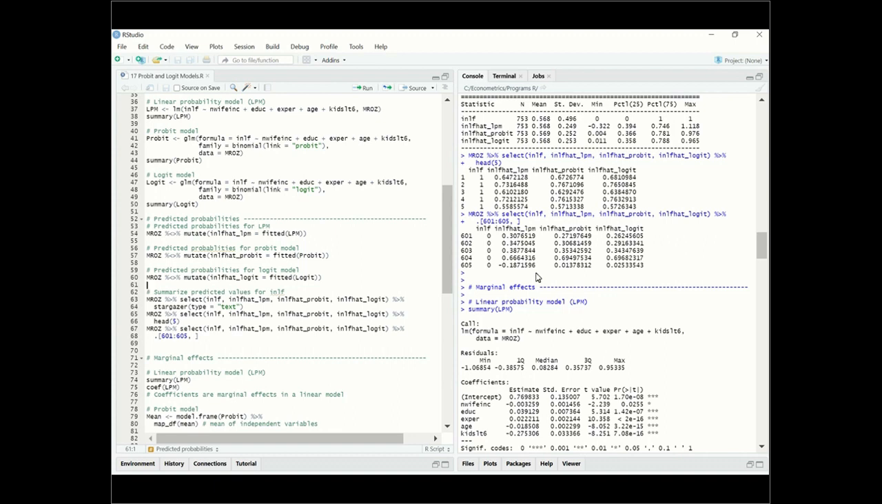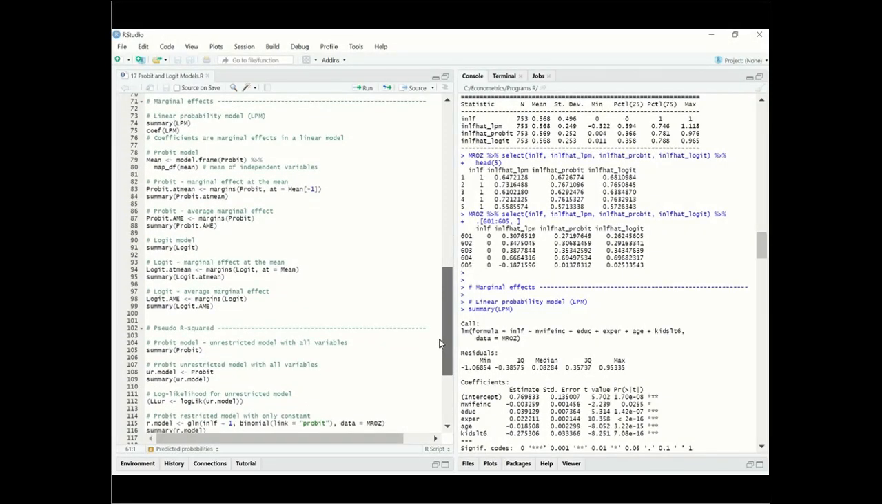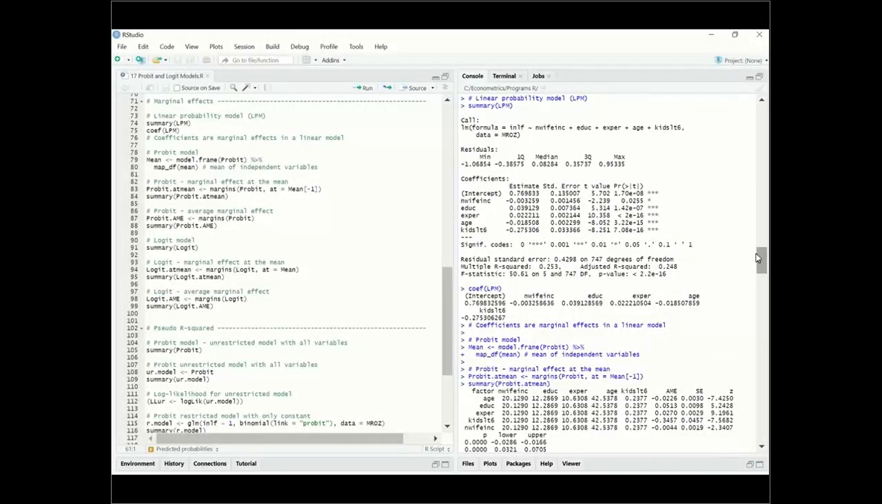So now let's switch gears a little bit and talk about marginal effects. For the linear probability model, if we use a summary from the model, the coefficients are actually the marginal effects in a linear model. So these coefficients here in the linear probability model are the marginal effects. Now, there are two ways in which we can calculate marginal effects for the Probit and Logit model.